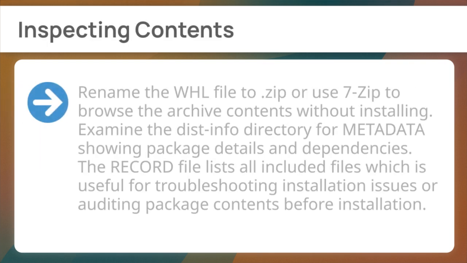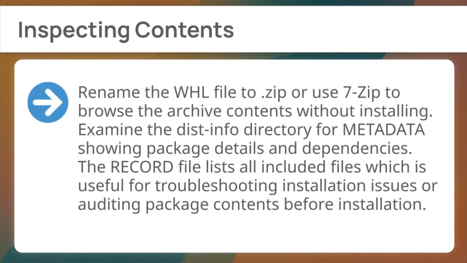Next, inspecting contents. Rename the WHL file to .zip or use 7-Zip to browse the archive contents without installing. Examine the dist-info directory for metadata showing package details and dependencies. The RECORD file lists all included files, which is useful for troubleshooting installation issues or auditing package contents before installation.